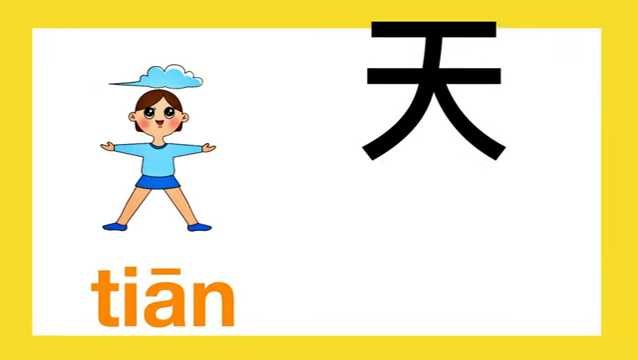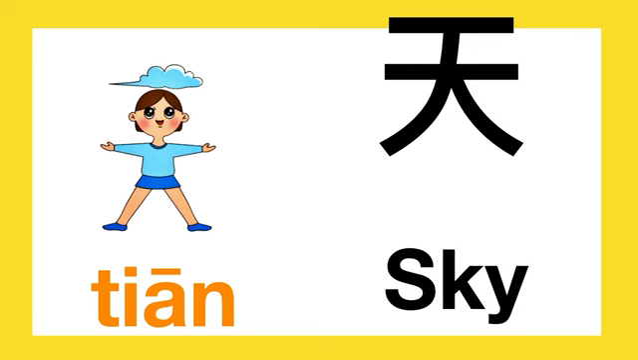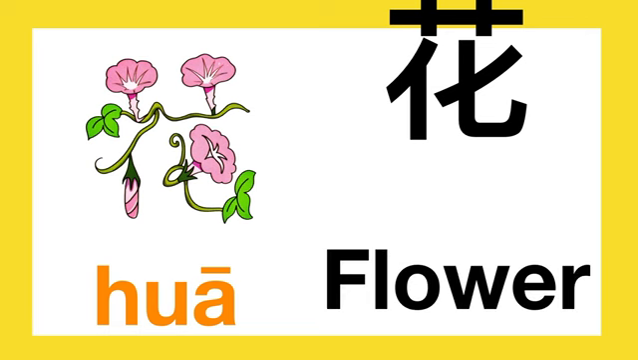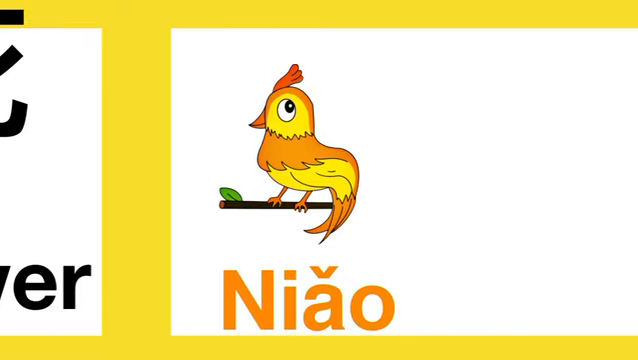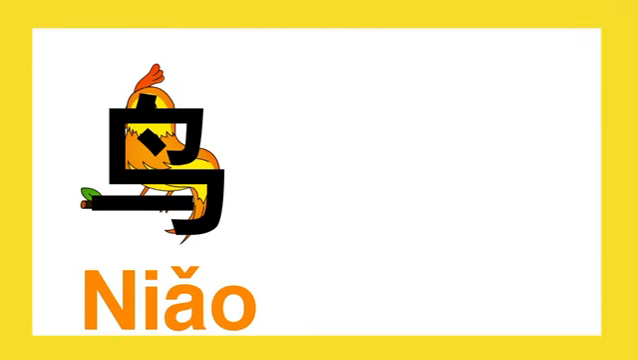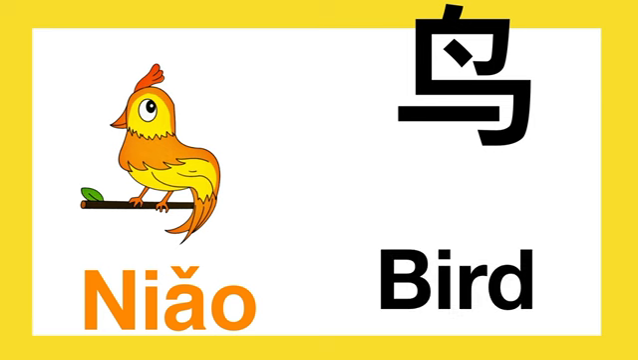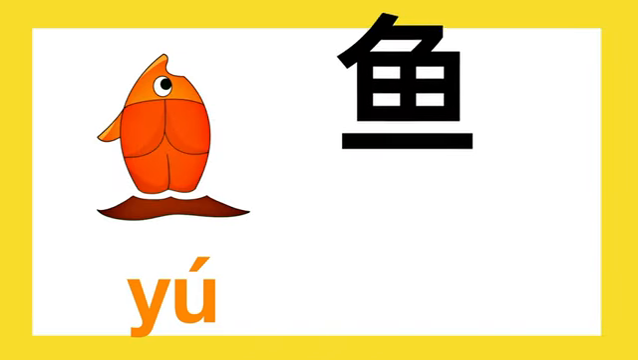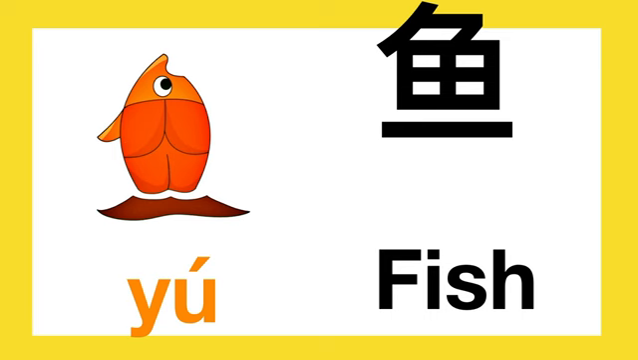天. It means sky. This character looks like a person reaching out her arms, her legs under the cloud. 花. It means flower. It looks like 4 flowers. 鸟. It means bird. This character looks like a bird sitting on a branch. 鱼. It means fish. It looks like an upside down fish.